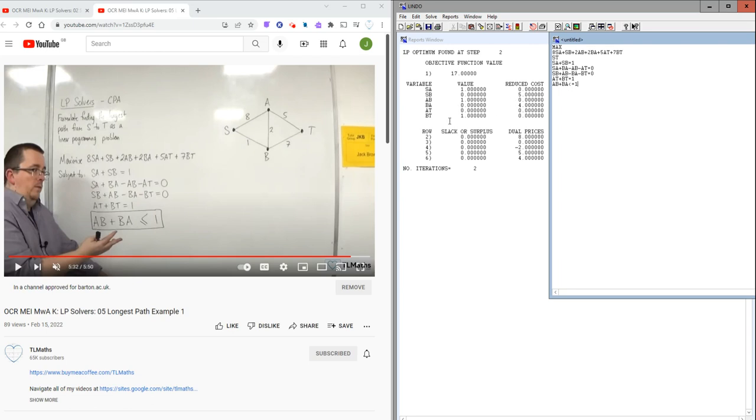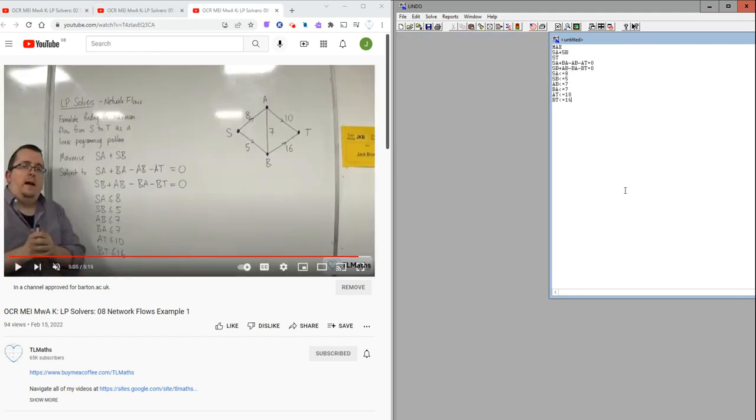Likewise, BA, if I forced BA to be used, it would reduce it by 4. And if I forced AT to be used, then it would reduce it by 0, so it wouldn't change anything. Okay, so where's that coming from? Well, what would it be? 8, 2, 2, 5. Okay, you could do it that way instead, and that would get you the 17 as well. So there are a couple of alternatives there. So that's how we can interpret the objective function or the LP output in this case. Let's look at another one.